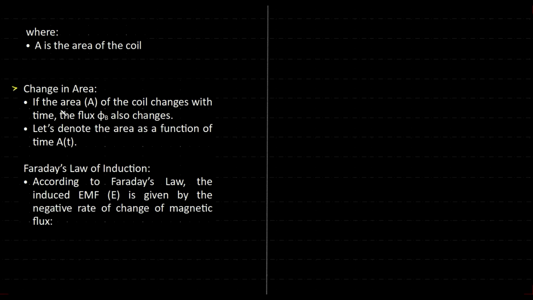So, change in area. If the area of the coil changes with time, the flux also changes. Let's denote the area as a function of time, A of t. So Faraday's law of induction, right? According to that, we have the EMF, which is equal to minus d phi by dt. Now, since the area is changing, that's how we are changing the flux, right? Let me substitute. So this is d(BA) by dt. But B is constant. So minus B dA by dt.